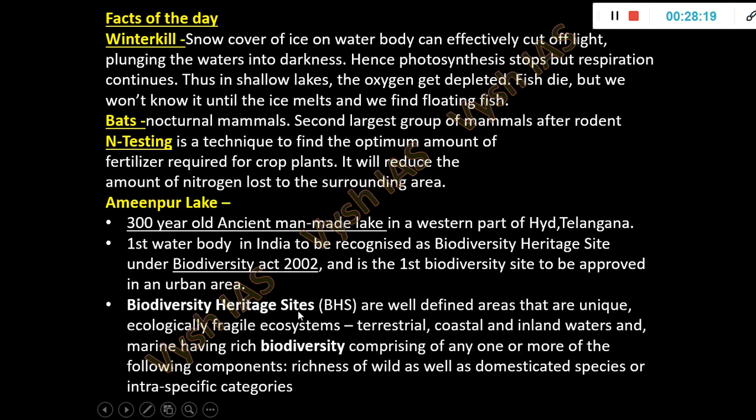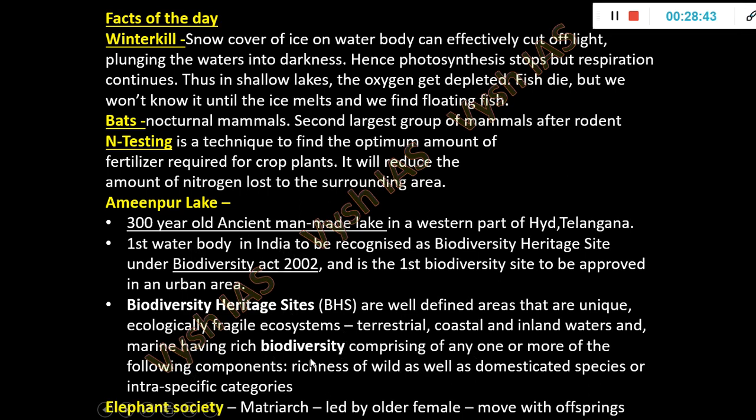But what is this biodiversity heritage site? They are well-defined areas that are unique, ecologically fragile ecosystems, which can be terrestrial, coastal, inland water, and marine, having rich biodiversity comprising any one or more of the following components: either richness of wild as well as domestic species or intraspecific categories. So India's first water and urban site is Aminpur Lake.